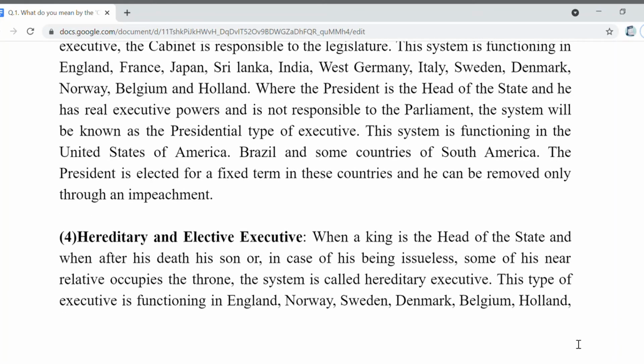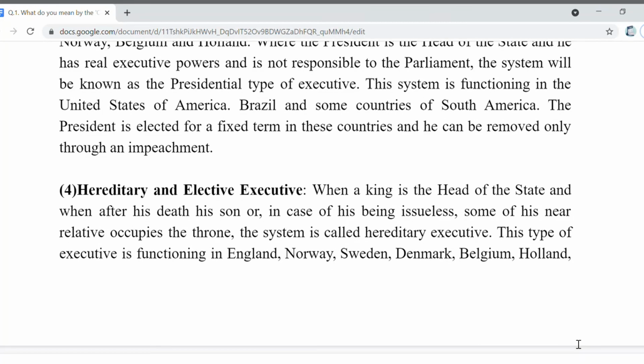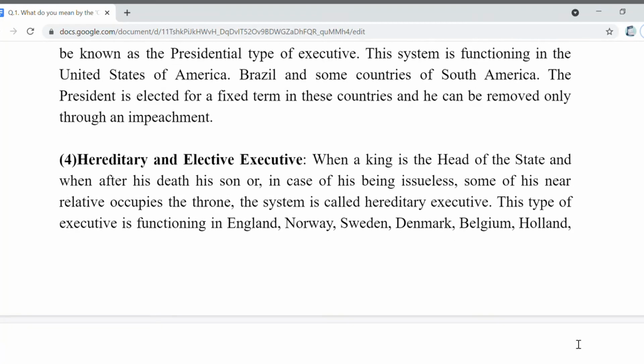Hereditary and elective executive. तो यहाँ पर hereditary और elective executive उनको कहा गया है when a king is the head of the state और after his death his son will take the place और कोई उसका relative, तो वो एक उनके hereditary follow किया जाता है तो that is called hereditary executive. This type of executive is functioning in England, Norway.